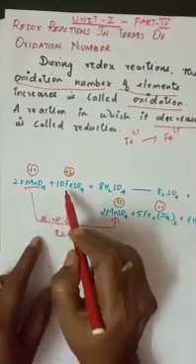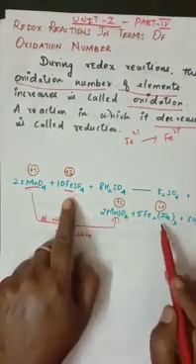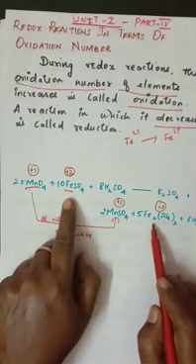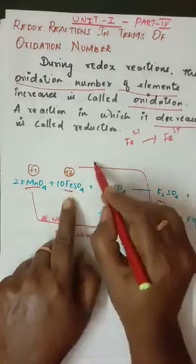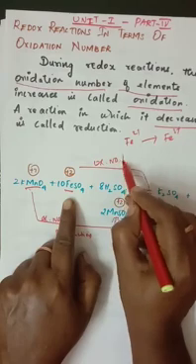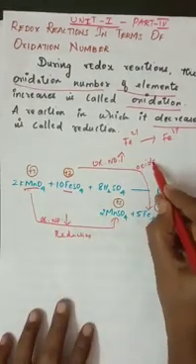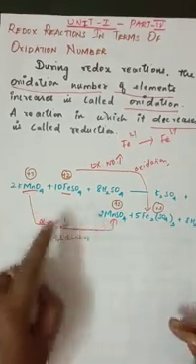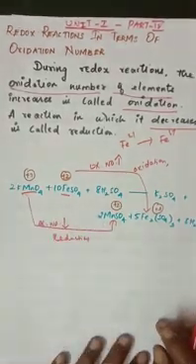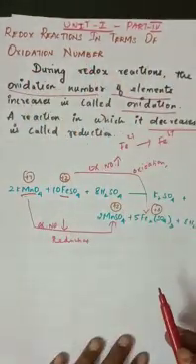At the same time, see here Fe, iron. In ferrous sulfate it is +2 oxidation, but here Fe is +3 oxidation. What happened here? The oxidation number is increased. So when the oxidation number increases, it is considered to be oxidation. At the same time, where the oxidation number decreases, that is considered to be a reduction reaction. So this is the redox reaction in terms of oxidation number.